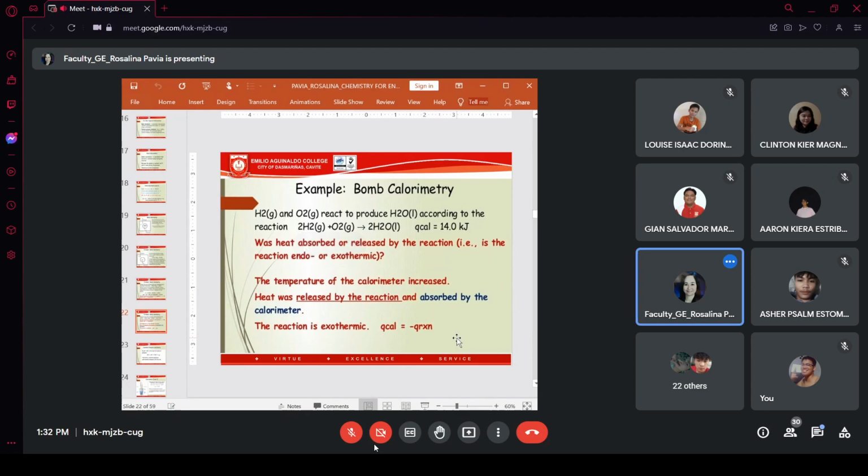Naintindihan, class? Yes po, ma'am. So, the reaction is exo. Kasi yung reaction mo, nag-release ng heat. Yan yung point. I-note nyo na yan sa notebook nyo, para at least nare-remind kayo, ha?